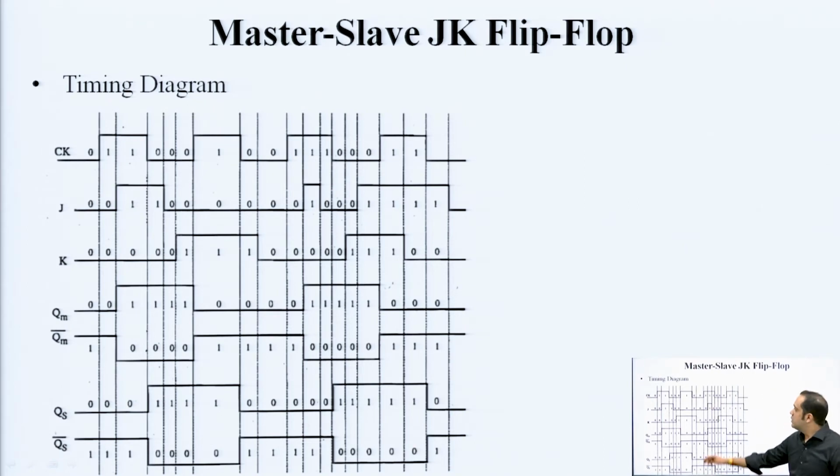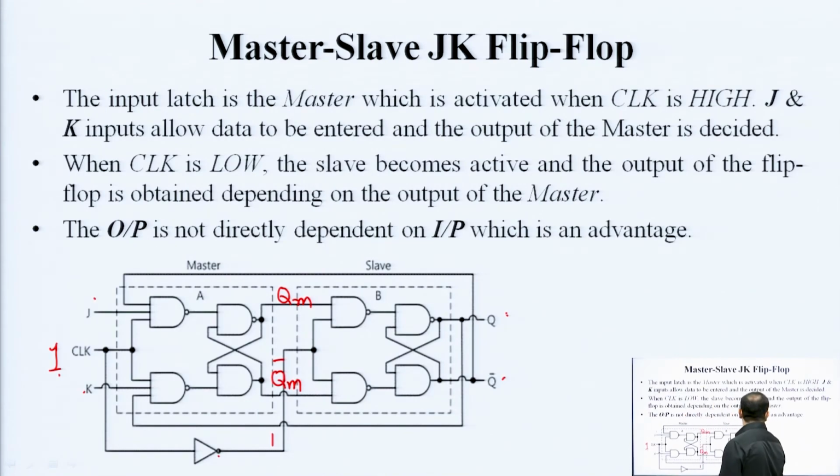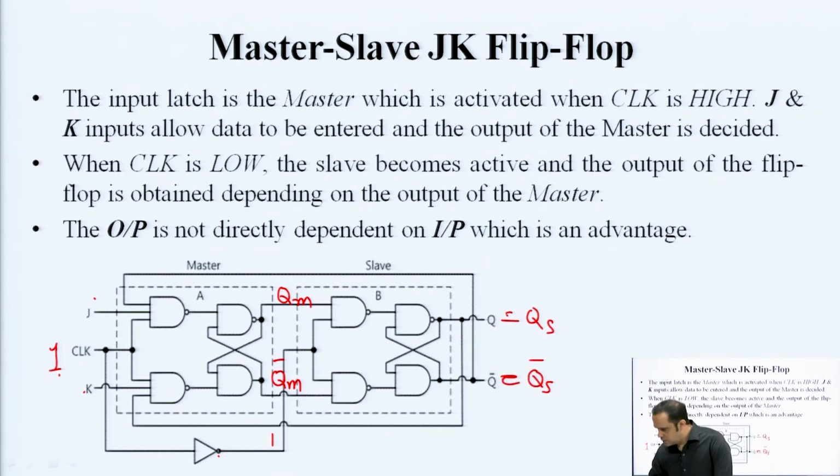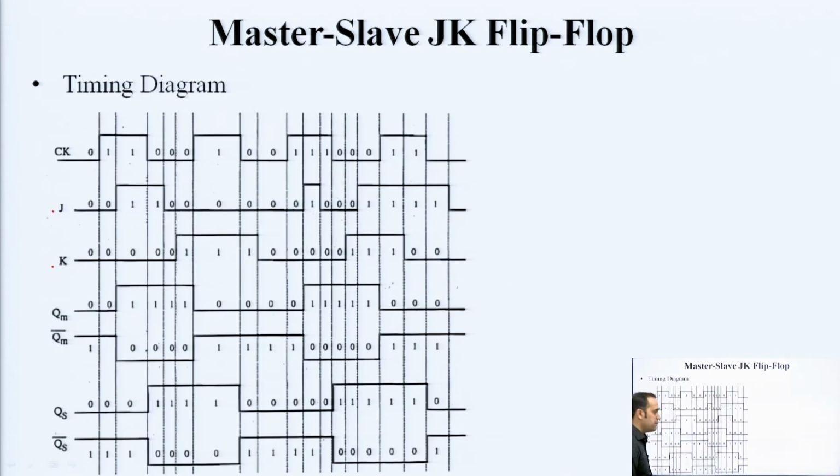The first line is a clock, then you have your primary inputs J and K, right. Stages of the master, outputs of the master Q M and Q M bar, and output of the slave Q S and Q S bar. Q S and Q S bar is this output here. Let us see how this timing diagram describes the operation.